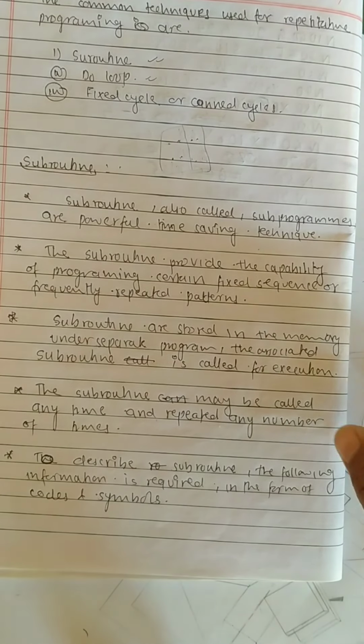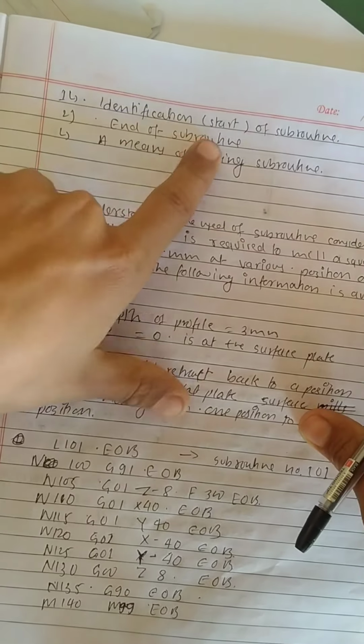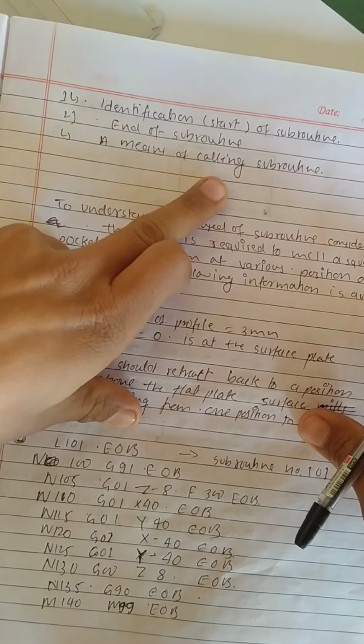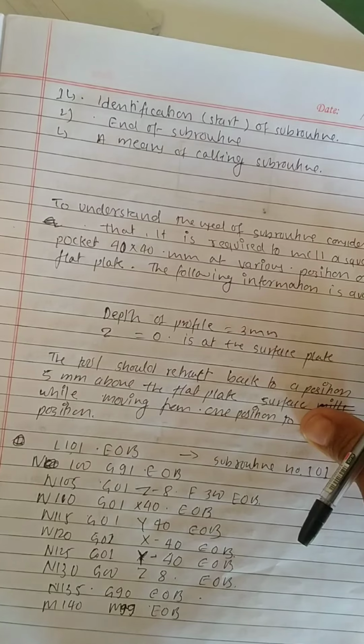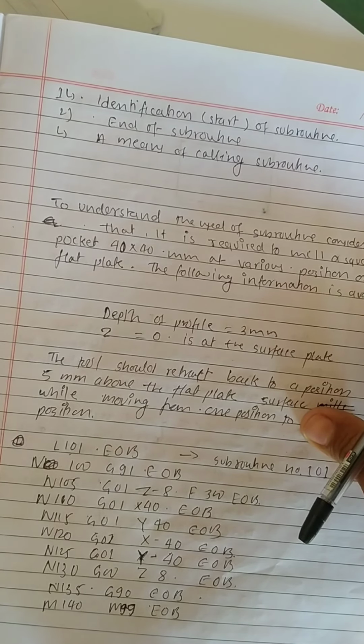To describe the subroutine, the following information is required in the form of codes and symbols. What are they? One, identification, start of subroutine, end of subroutine, or means of calling the subroutine. We need a certain way or certain method of calling this subroutine.